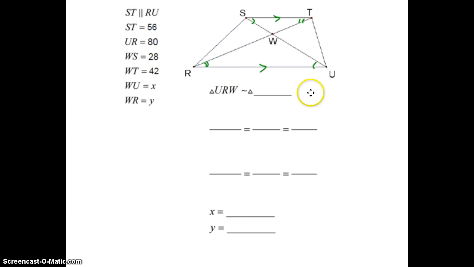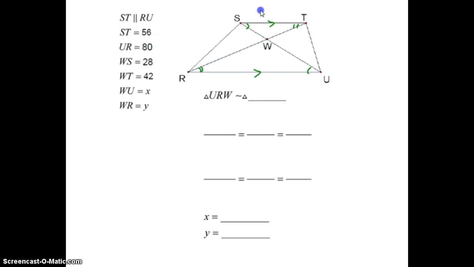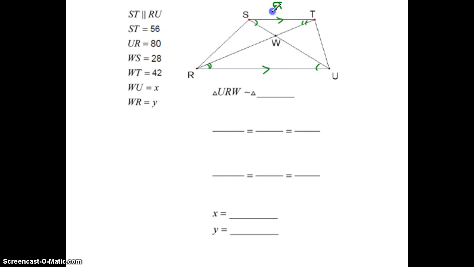This picture has a lot going on, but don't let it scare you. We're given that ST is parallel to RU. So now we're going to be using this triangle proportionality theorem again. You know that if my lines are parallel, then my alternate interior angles are going to be congruent. We are also told that ST is 56. UR is 80. WS, this piece, is 28. WT, this little piece, is 42.